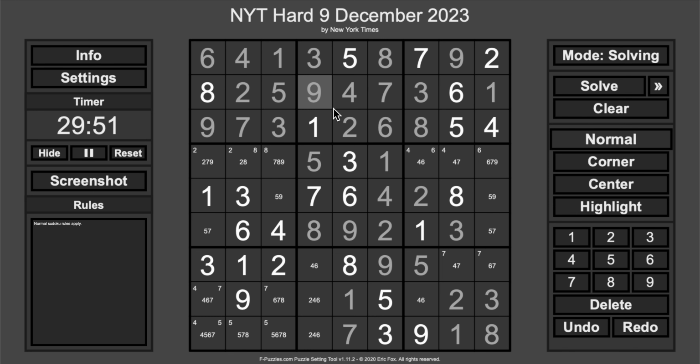Let's see. That's still unresolved. Boo, grumble, grumble, grumble. Five, 9 in row 5, 5, 7 in row 6. That's still good. Alright, what else am I missing? 4, 7 there is good. 4, 6 there is good.